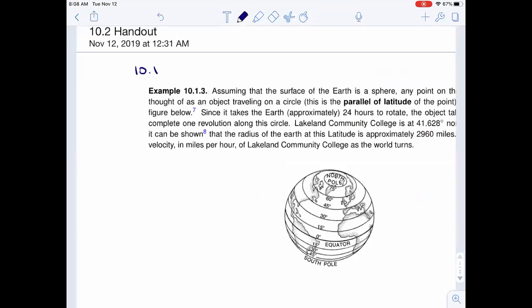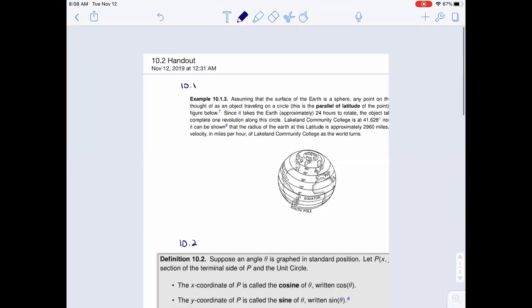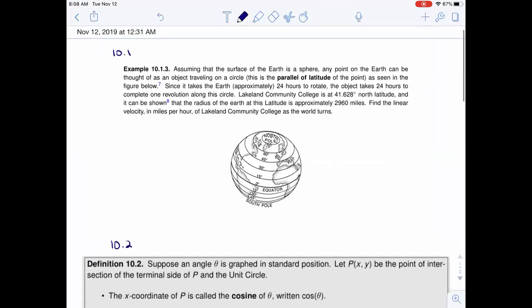Okay, as promised last day, I typed up, no, I just screenshot and copy pasted the example that we were working on last day.